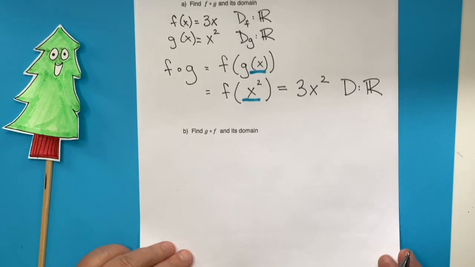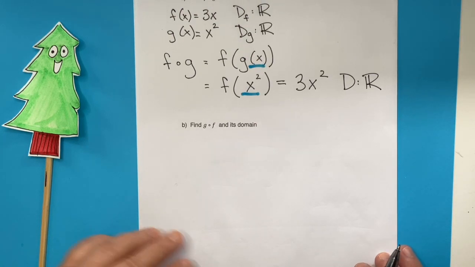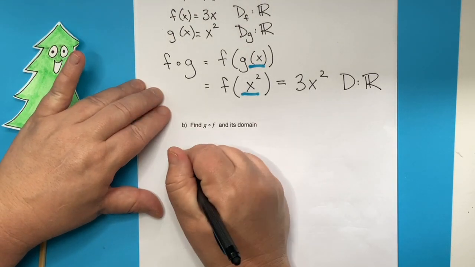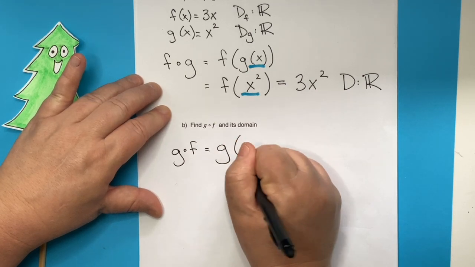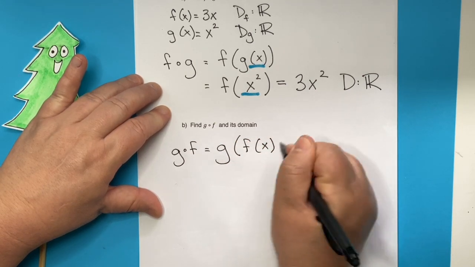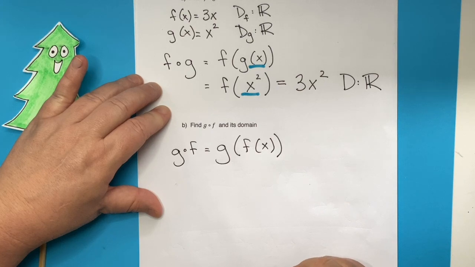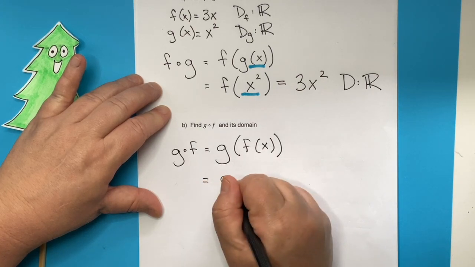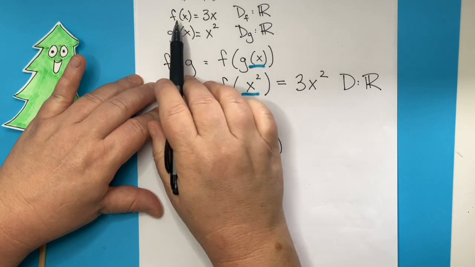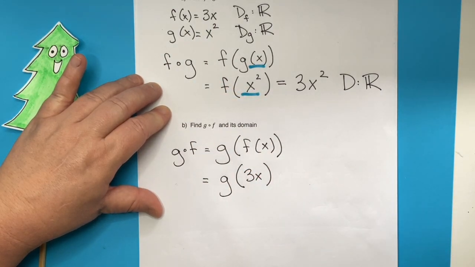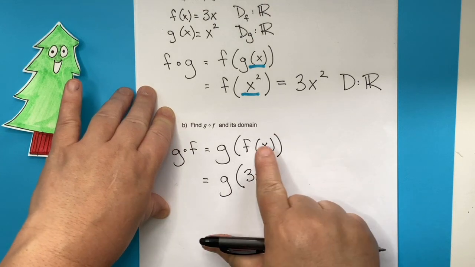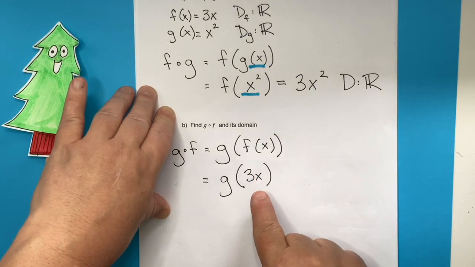Let me give myself a little space. Now g of f, g of f of x. That means g of, and f of x is 3x. So I need to find g of 3x.